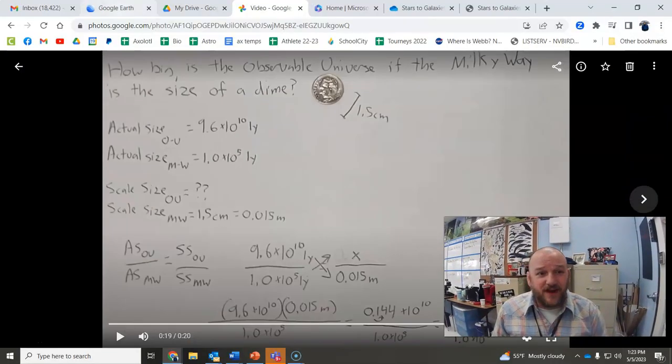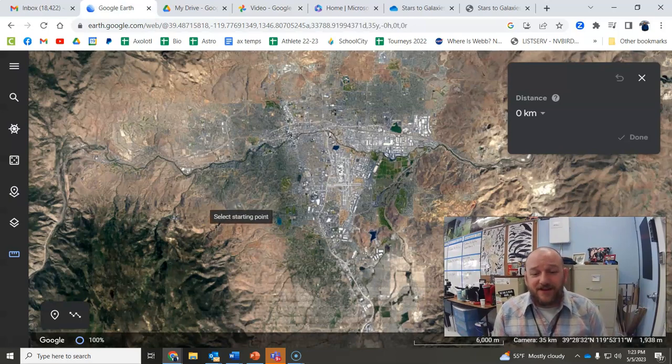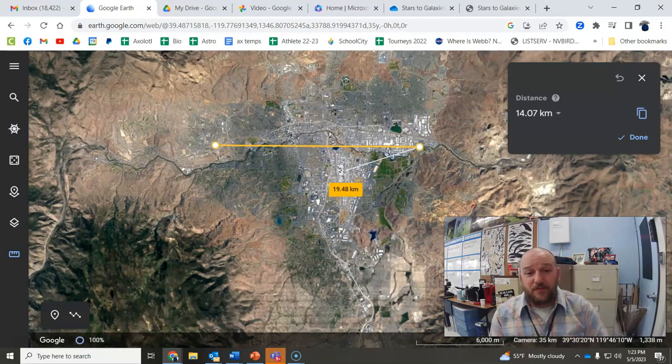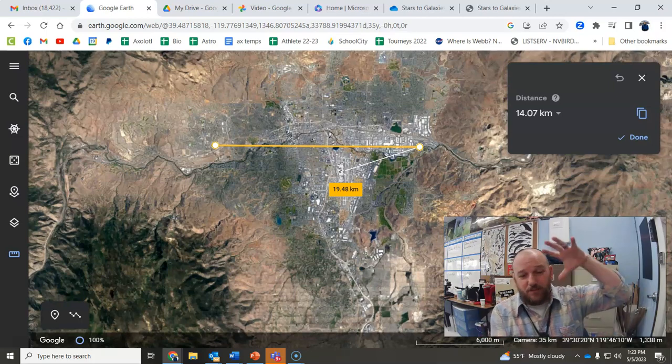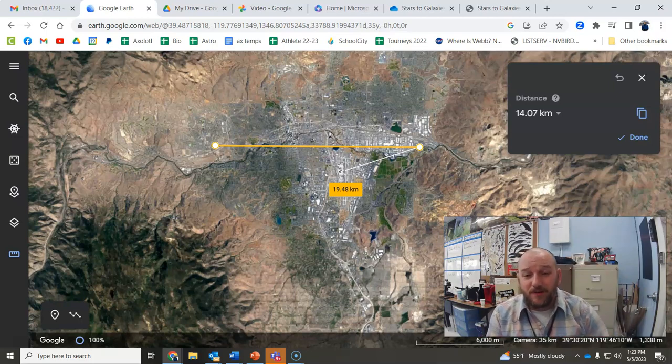So 14 kilometers is a pretty substantial size. And for scale, just to put it in perspective, if you take a look at the city of Reno, and I have my ruler here set up for kilometers, from one side of Reno to the other is just about 14 kilometers. So the size of Reno, and again, remember, this would actually be in 3 dimensions. So it would be the size of Reno, but also up above and down below.